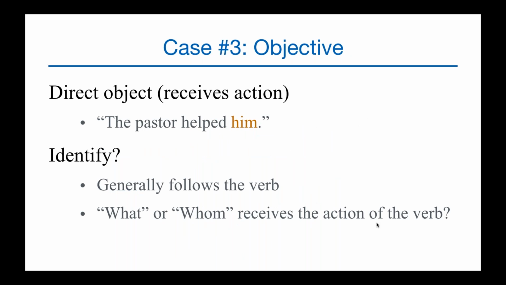So the object receives the action, particularly the direct object receives the verb. So, the pastor helped him. Okay, so this is the direct object. This is the one who received the action. The help was received by him. You can see here it generally follows the verb and answers what or whom receives the action.